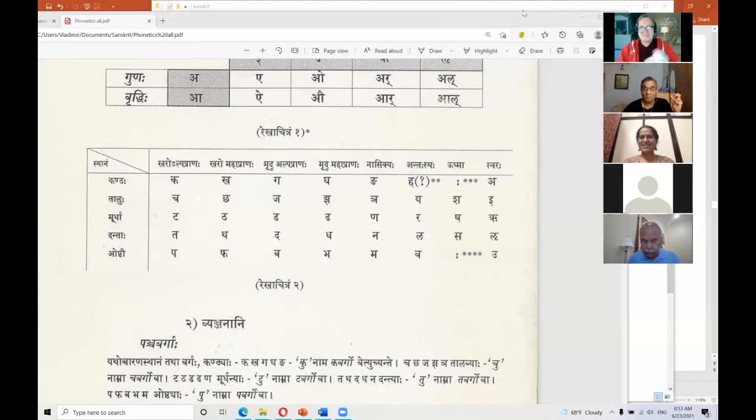Interesting. So that would be the ha sound. And then we have ushmas. Ushmas are also interesting because they are creating these frictions from the touched ones, ka, cha, ta, ta, pa. So if I break them into the sand, I will make out of them a hissing sound, as it were. If I say ka, ka, ka, many kas in one flow, it will become the ha sound.